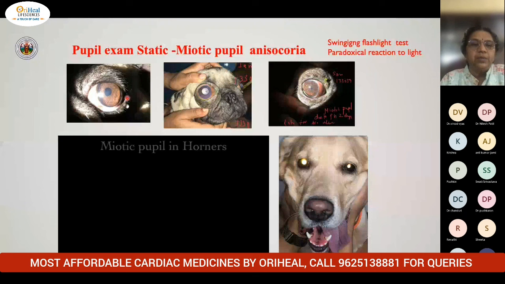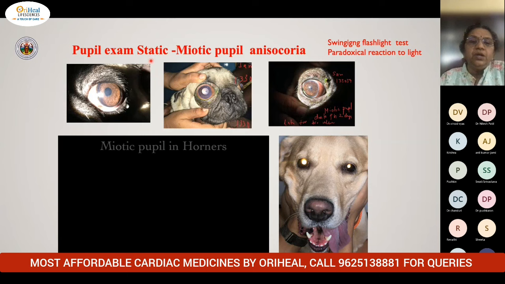Next comes the pupil exam. The pupil should be examined after this in the neuro-ophthal exam itself, and you declare whether it is a static pupil or a meiotic pupil or a dynamic pupil, etc. A static pupil is a still pupil, which is a dilated eye, normally seen in glaucoma cases. So how to assess this?